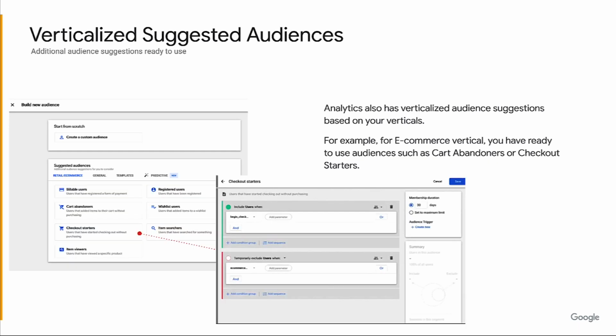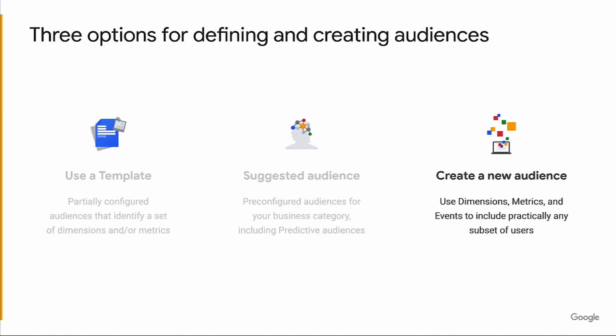We also have verticalized suggested audiences. For example, for e-commerce, you can use a cart abandoners audience or a checkout starters audience, and these are tailored to your specific vertical that you care about. And the last option is to create a brand new audience from scratch.